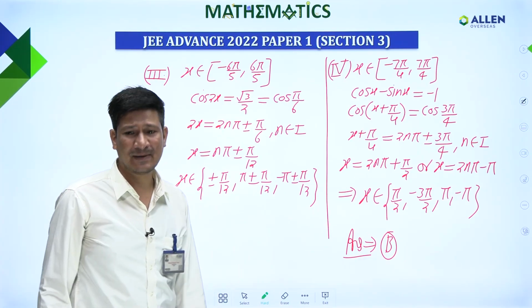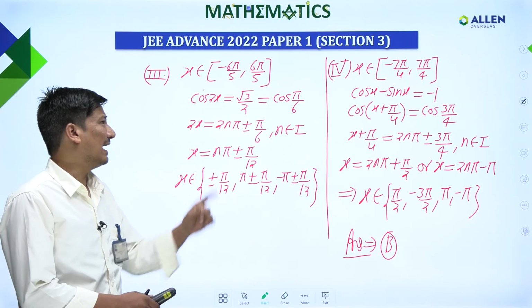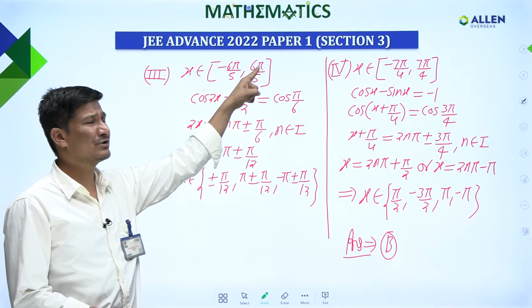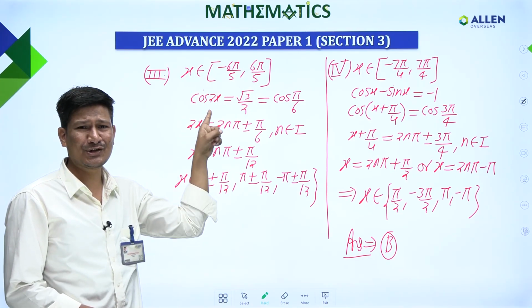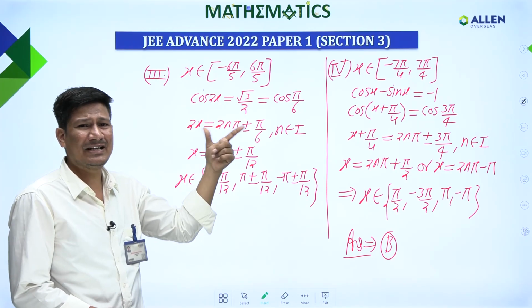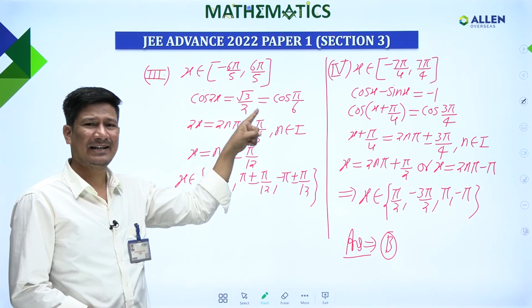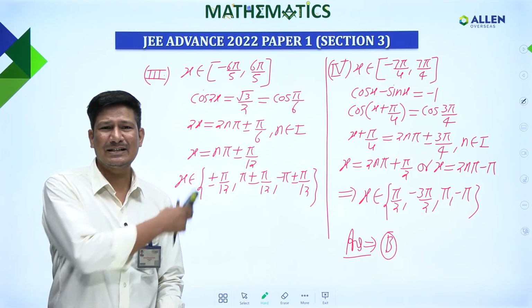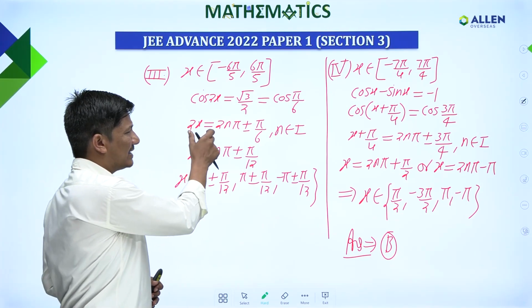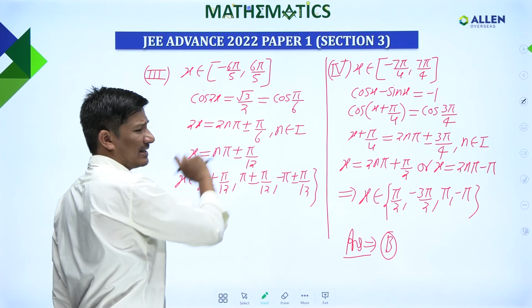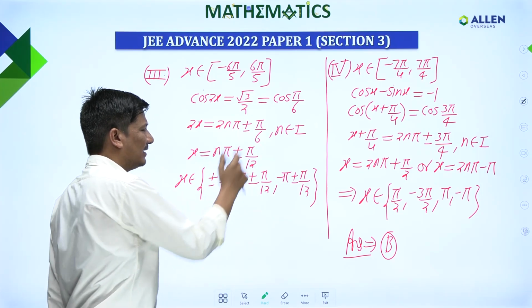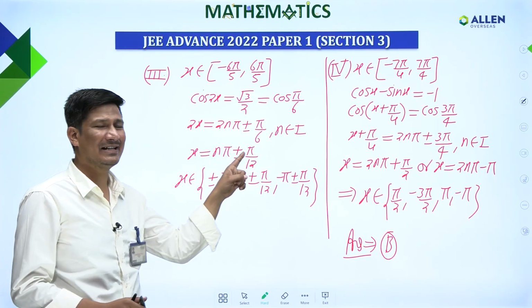Similarly, if you move to the third part, in the third part, bachcho, x belongs to minus 6 pi by 5 to 6 pi by 5, bachcho. The equation is cos 2x is equal to root 3 by 2. Write it as cos pi by 6. The general solution is 2x is equal to 2n pi plus minus pi by 6. So after solving, x comes out to be n pi plus minus pi by 12.